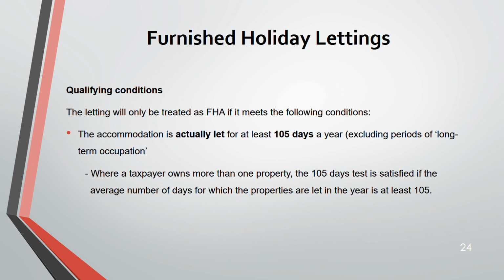What does it mean? Where a taxpayer is having more than one property, how do you satisfy the 105 days test? This 105 days test is satisfied by looking at the average number of days from all the properties. The average should be at least 105. If it's just one property, then for that one property only you will see whether this 105 days test is satisfied or not.